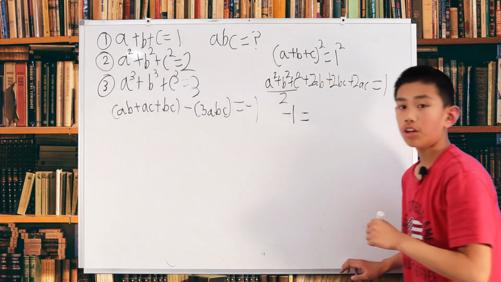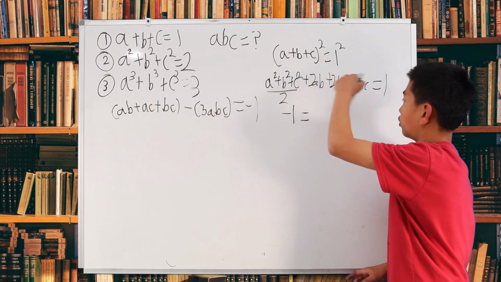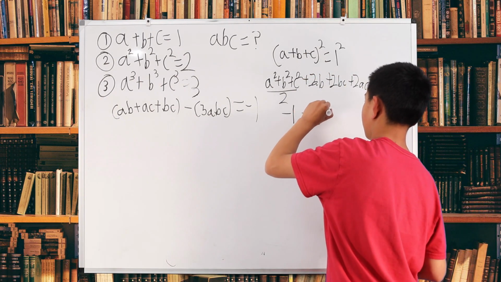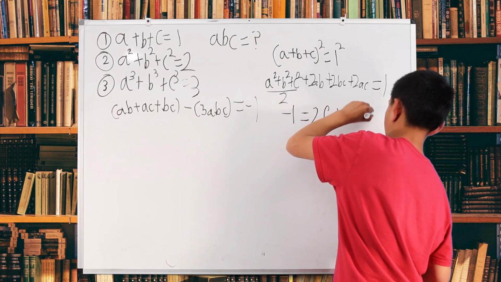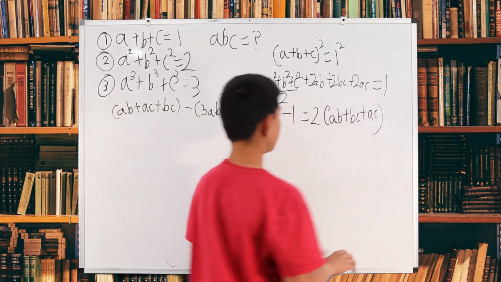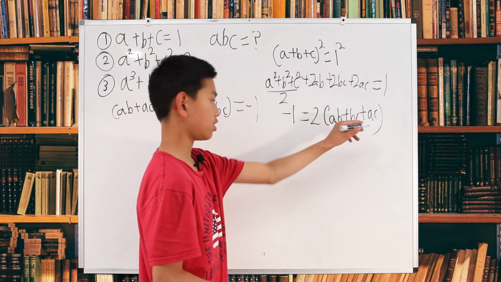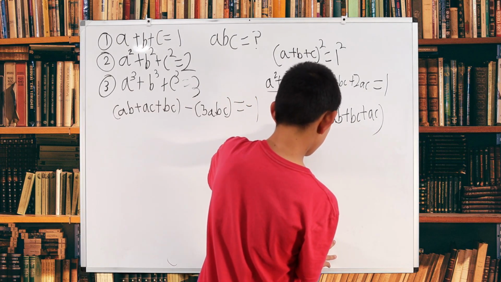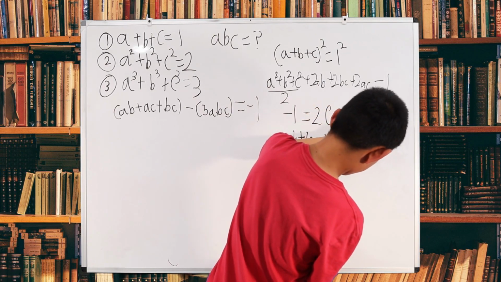And since all the remaining terms have a factor of 2, we can just factor it out, like so: 2 times (ab plus bc plus ac). Now we can divide both sides by 2 to find out what this is. So ab plus bc plus ac is equal to negative 1/2.